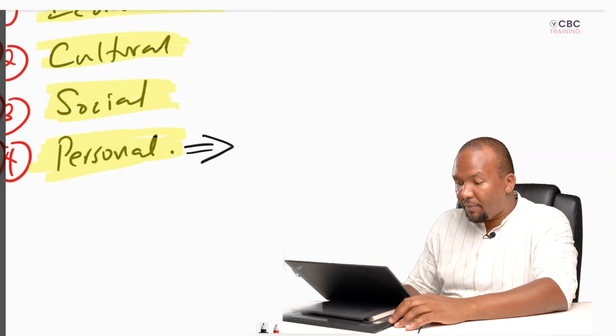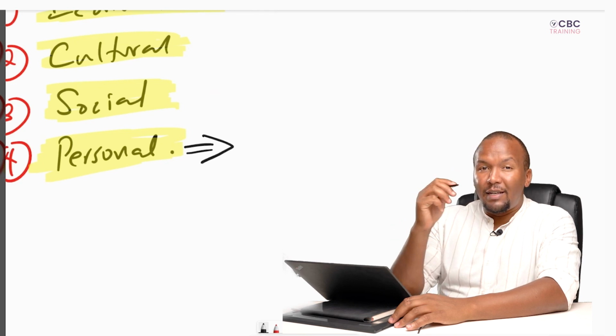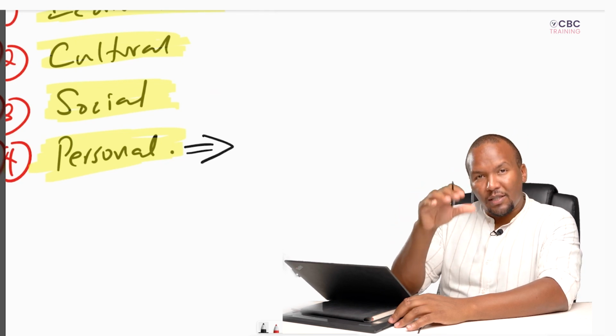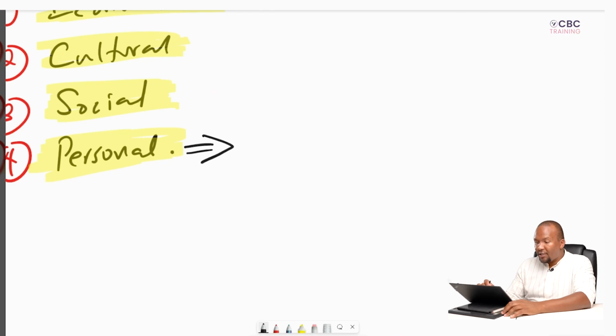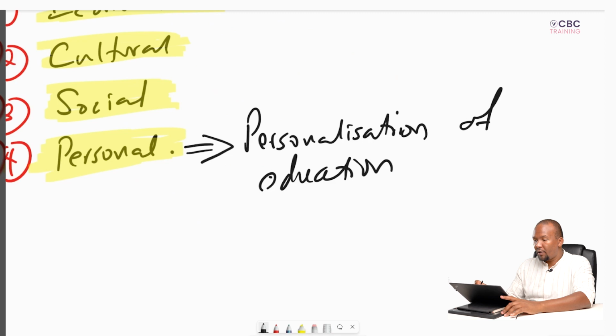And this part of the personalization is where I really want to dwell on. It is, to me, the dream that CBC, which is the system we're implementing, has. And CBC talks about the personalization of education for every learner. Okay? Do not mind my handwriting. Personalization of education for every learner so that it suits each and every learner.